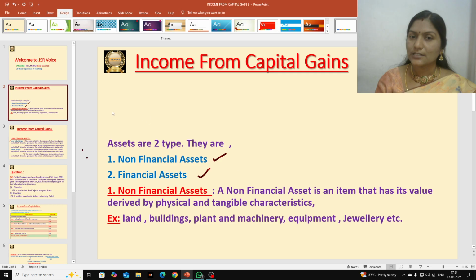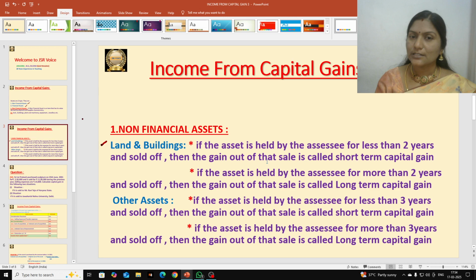Here, again, you should know whether the capital gain is a long term capital gain or a short term capital gain. How do we decide whether a capital gain is long term or short term? We have to consider the time period. In the case of non-financial assets, let us discuss land and buildings first. For land and buildings, one period will be taken into account; for other assets, another time period will be taken into account.